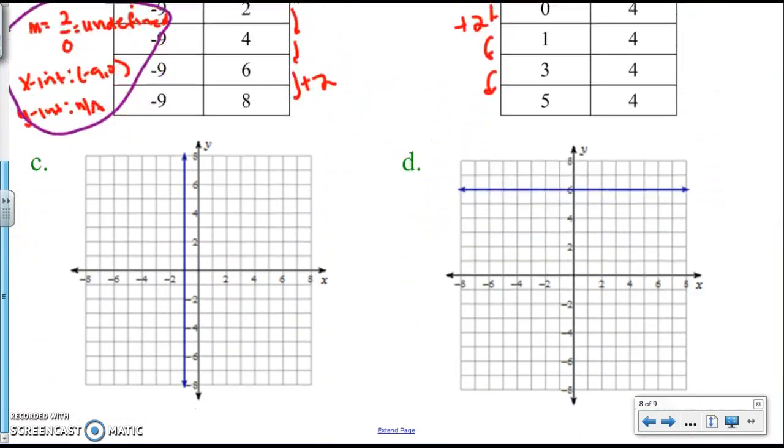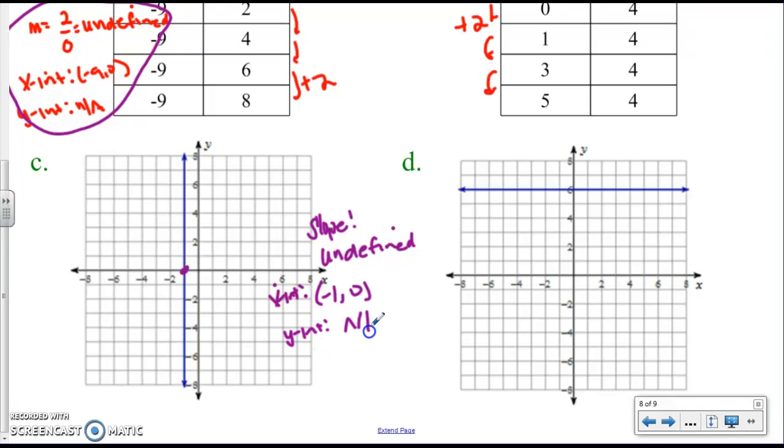Okay, now looking at the graph, we have a vertical line here. If you can't climb up the wall, okay, unless you're Spider-Man, your slope is undefined. Okay, and then it crosses the x-axis here at negative 1, 0. So my x-intercept is that. Notice that it never crosses my y-axis. So I have an NA or a none there.